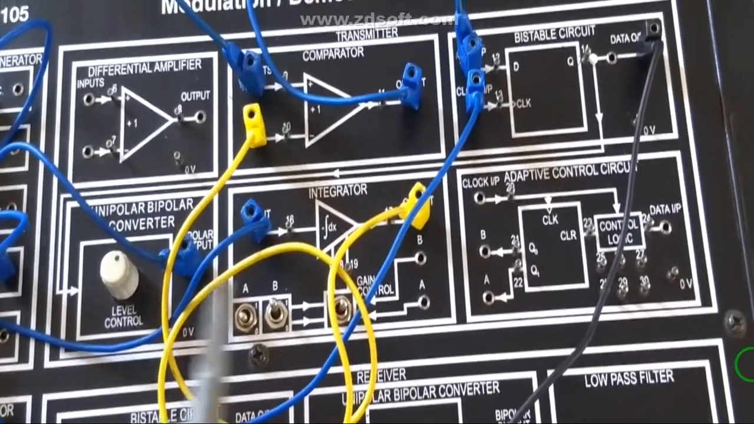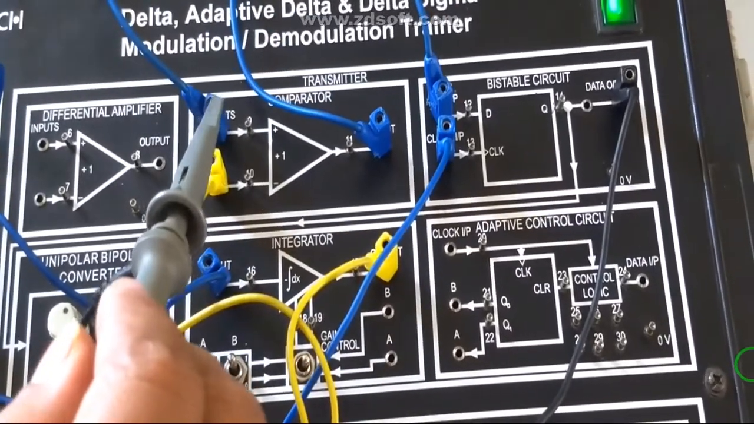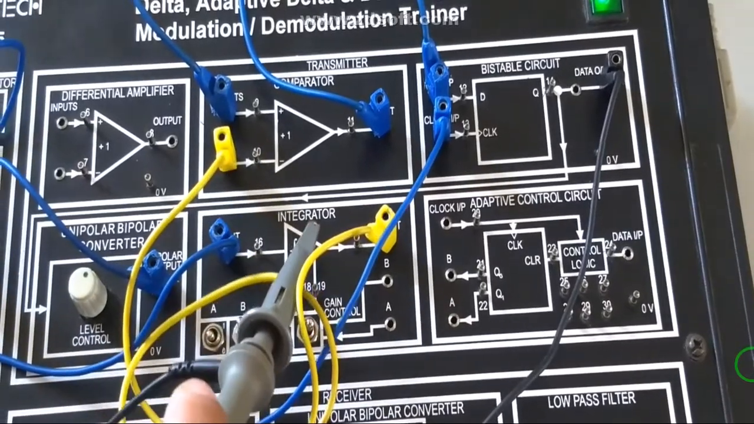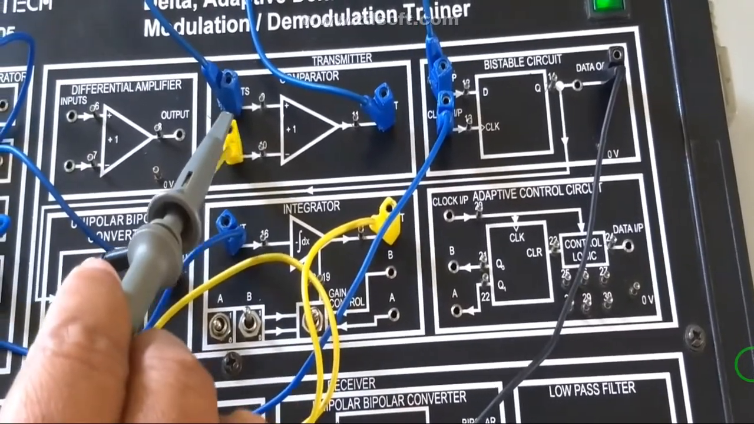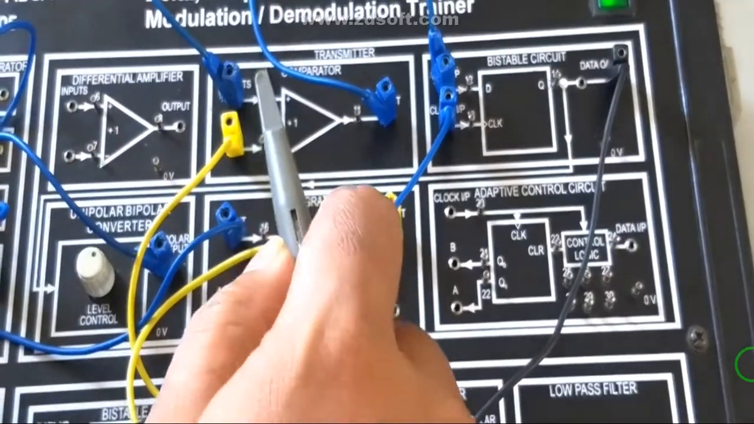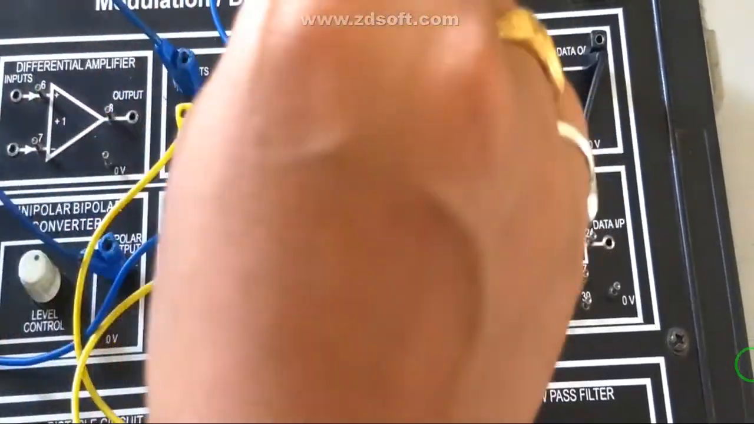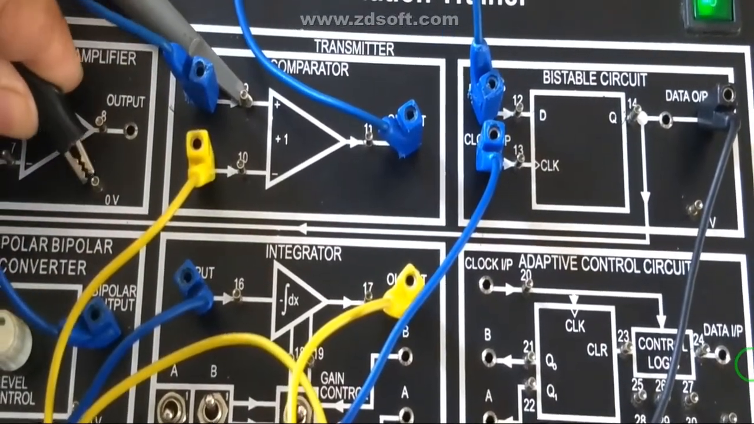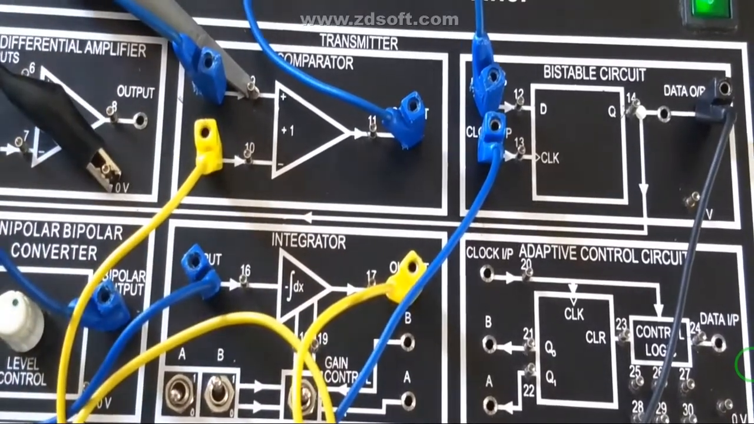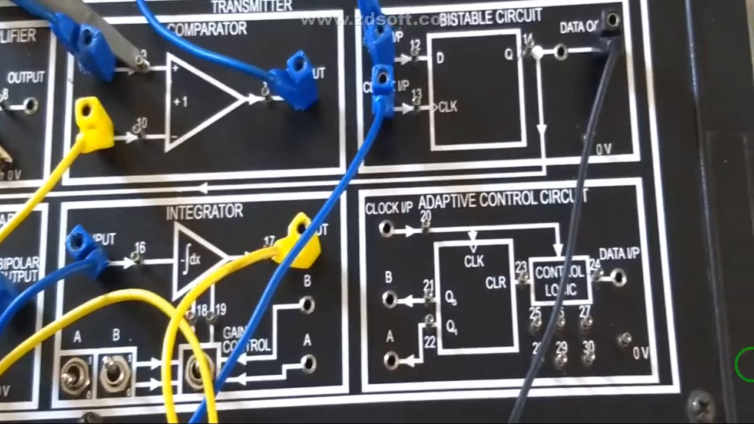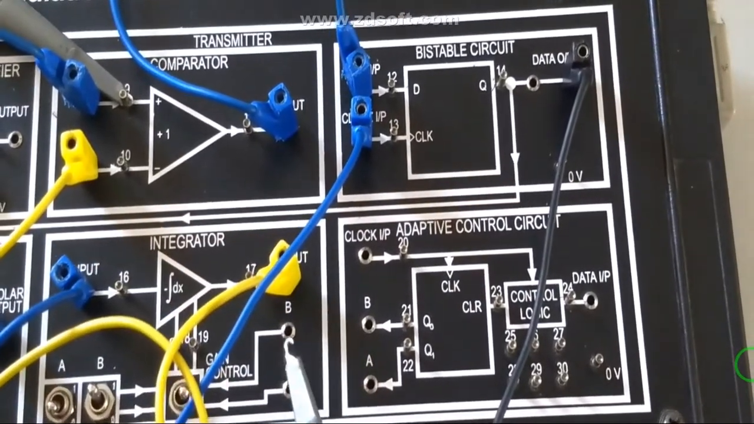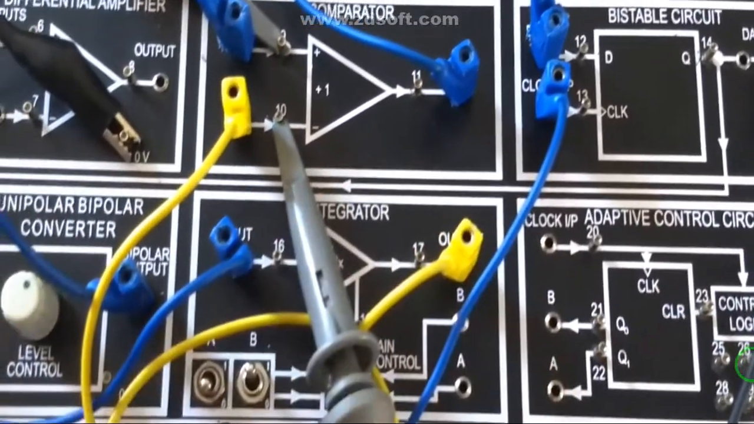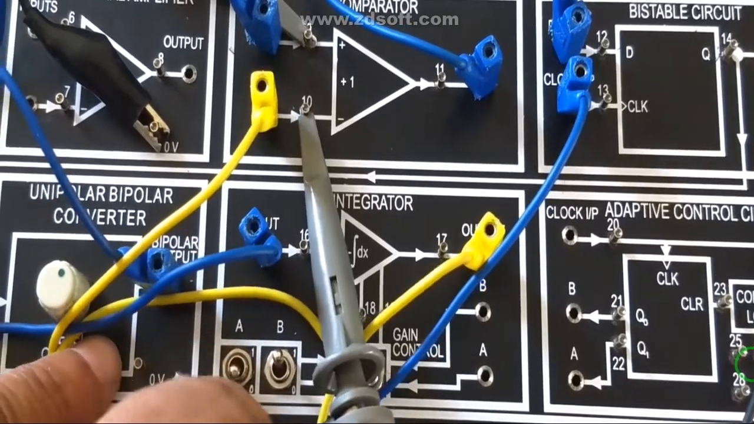Now guys, we are going to observe the input wave, that is your 1 kilohertz signal on CRO, as well as the output of the integrator. It means how the output of the integrator is going to approach the input signal. So now we are going to connect the first channel of the CRO to the input waveform, that is at pin number 9, the positive terminal of this comparator. Now the second channel of the CRO, I am going to connect to the output of the integrator, that is pin number 17, which is connected to pin number 10 input. So we can connect it over here, and let's connect it to the ground.